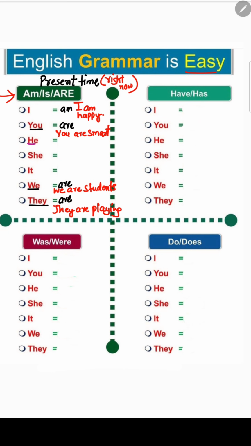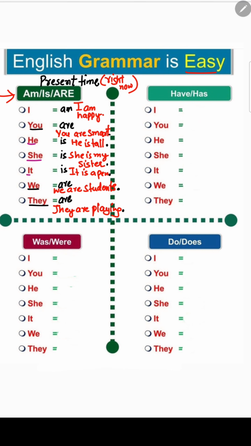Next we have he, she, it. These are singular subjects and he takes is, she is, it is. Look at some examples. He is tall. She is my sister. It is a pen. Right? It's so easy.